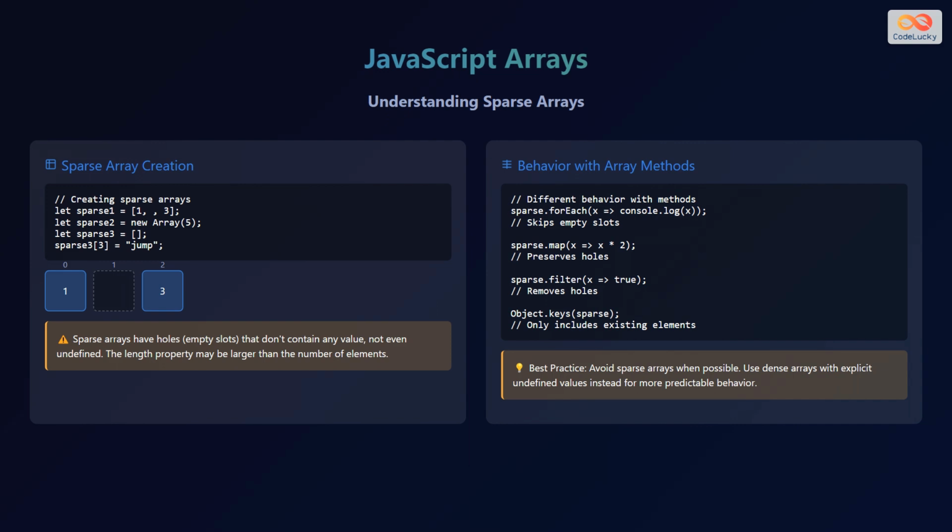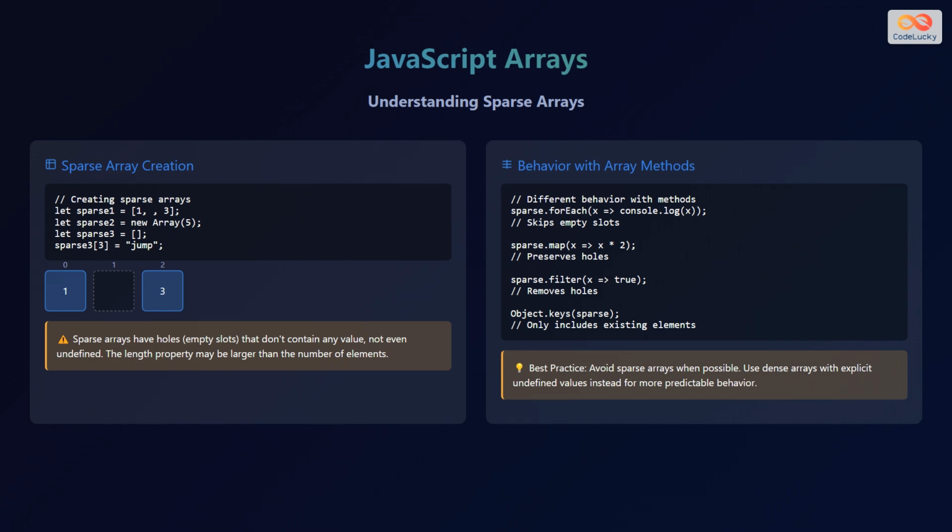Let's understand sparse arrays in JavaScript. A sparse array is an array where not all indices have a corresponding value. You can create sparse arrays in a few ways. The first method uses array literals with empty slots, as shown in the code. Here we have a 1, an empty slot, and a 3. Another way is by using the Array constructor with a specific length, and the last way is by assigning values to specific indices while leaving others unassigned.